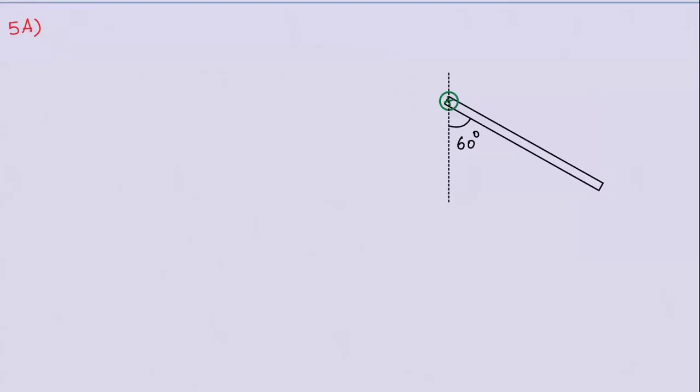5A. What is that? A rod is there. It is released at a 60-degree angle. Calculate the hinge reaction. This gives you complete clarity. Okay, right. Let us go ahead with the question.